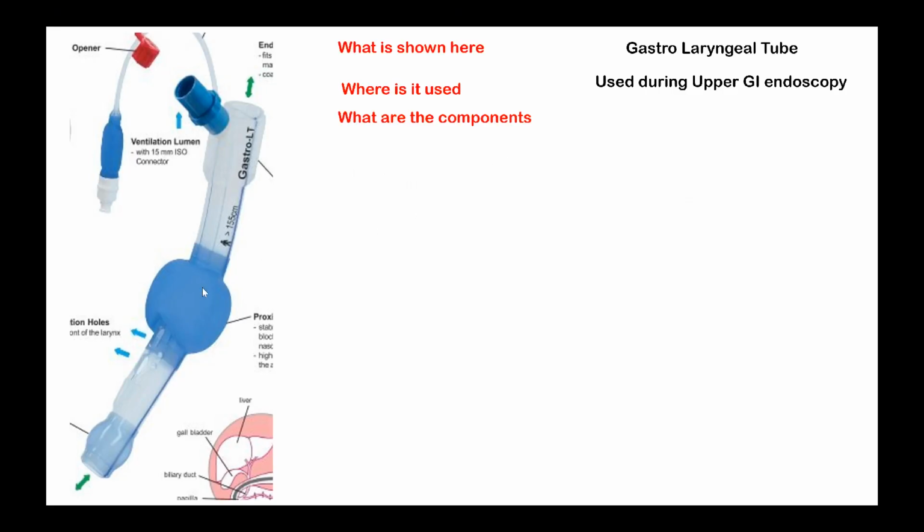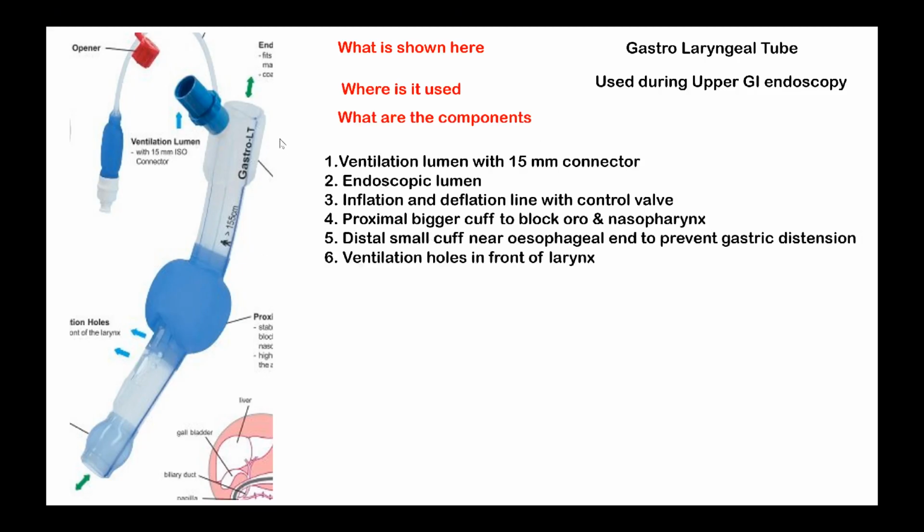The components, of course, if you have not seen, it is difficult to say. There are two cuffs, so it can be ventilated through a 15 mm connector, and there is an endoscopic lumen. This is used mainly for upper GI endoscopies, and there is an inflation and deflation line for the control valve, and a proximal bigger cuff. This is the proximal bigger cuff which will sit in the pharynx, and there is this smaller cuff near the esophagus to prevent gastric distension, and there are ventilation holes. So through this you can continue to ventilate the patient also.